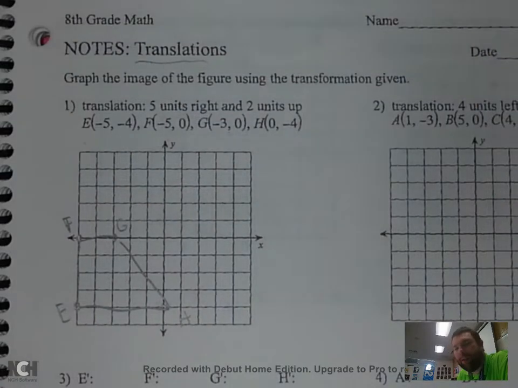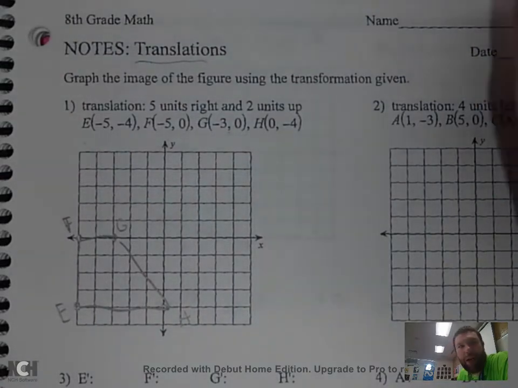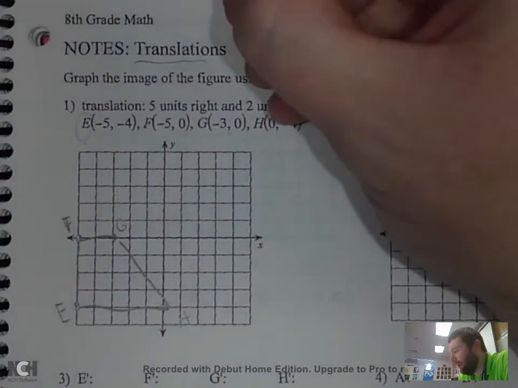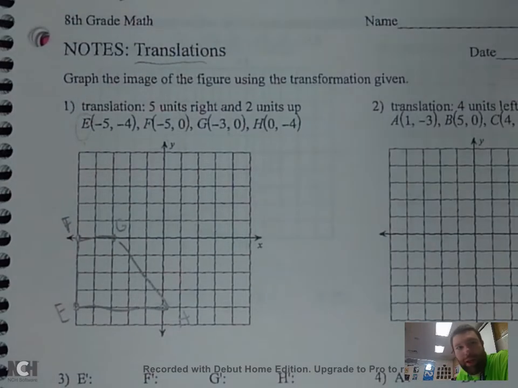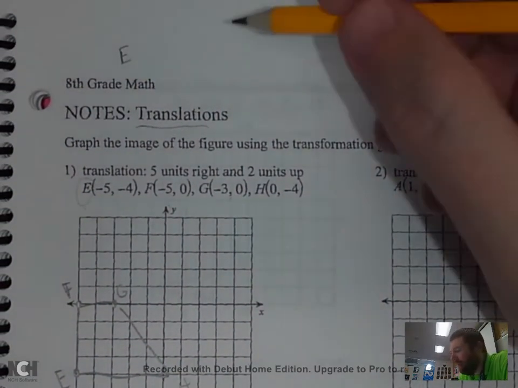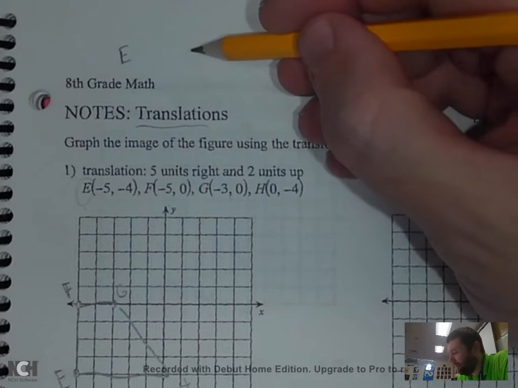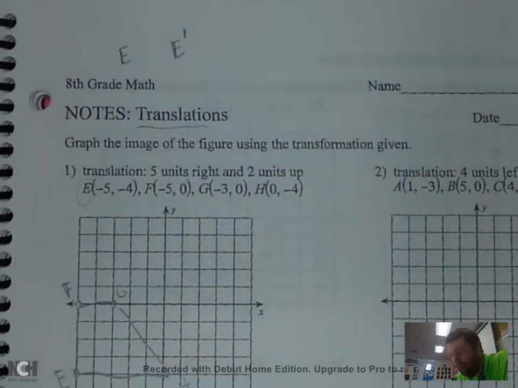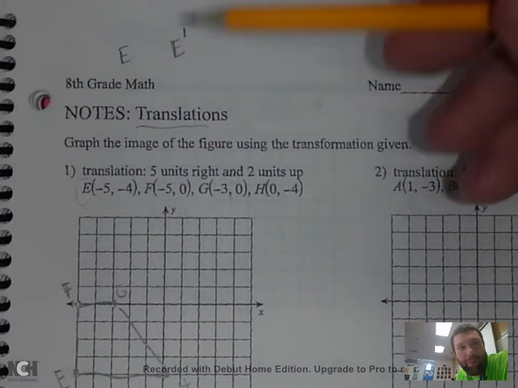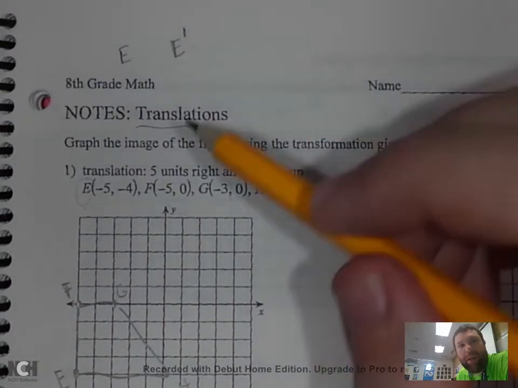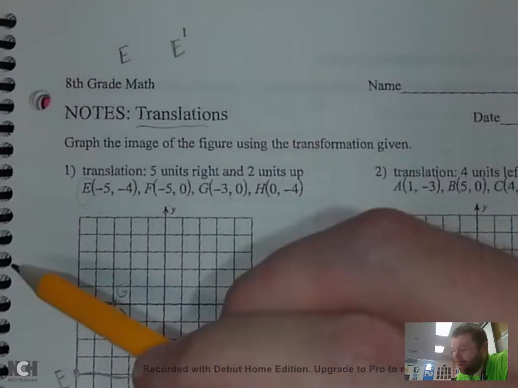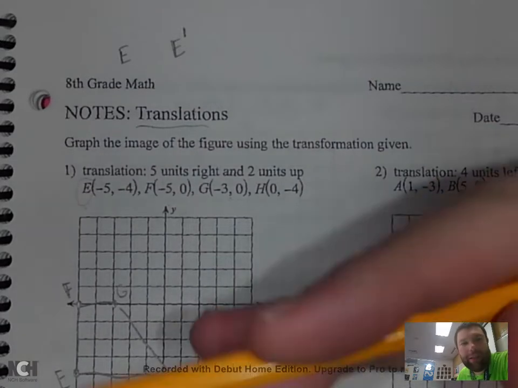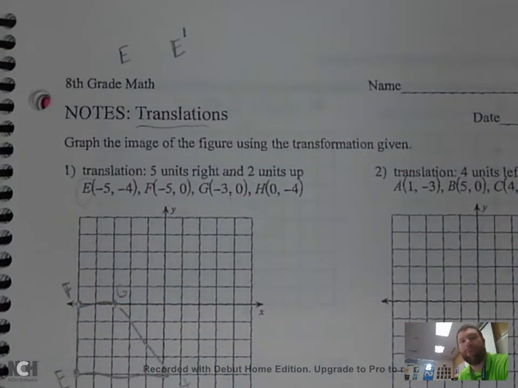What we're going to do, and this is true for every transformation, you start with your original letter for your point, right? So E, that's the original letter. That's what I started with, right? And then after I transform it, its transformed letter is going to be E prime. And the prime symbol is just a little apostrophe above it. So whatever transformation it is, we're going to relabel it as the same letter but with an apostrophe. And that's going to tell us this is the transformed point.